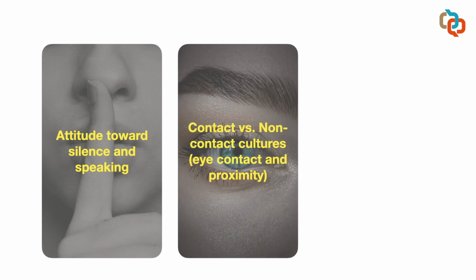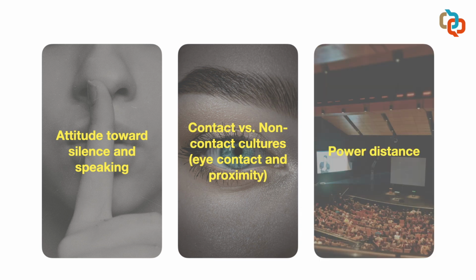We'll start with the different attitudes towards silence and speaking and touch a little bit about the differences when we do speak. Then we're going to move from the verbal to the nonverbal aspects and talk about the differences between contact and non-contact cultures in terms of eye contact and proximity. The last part will be about the values we hold, specifically the perception of power distance. We will end this lecture with some suggestions for your future interaction with international students and Taiwanese students alike.